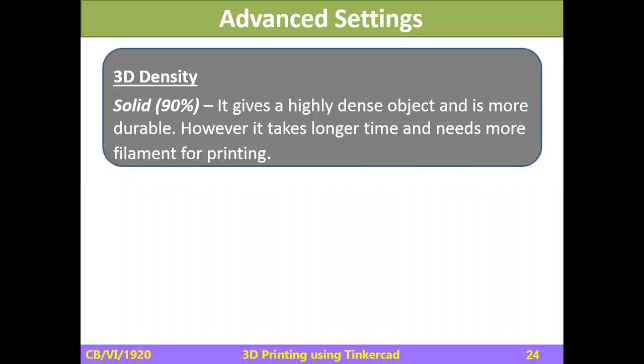Next, 3D density solid 90% means the best printing. It gives a highly dense object and it is more durable. However, it takes a longer time and needs more filament for the printing. It needs more filament, it needs time, but it gives the best one. Solid, you can say that it's a perfect one.